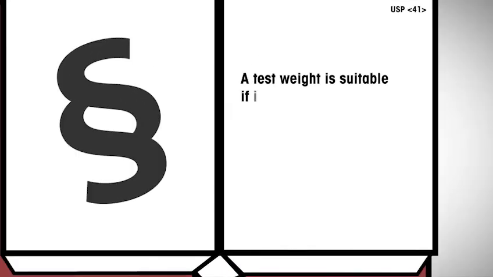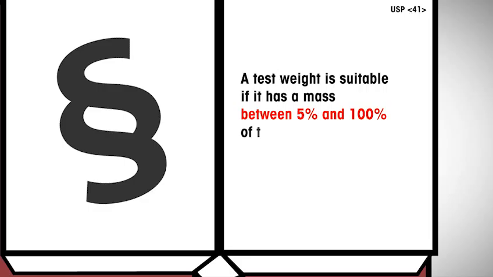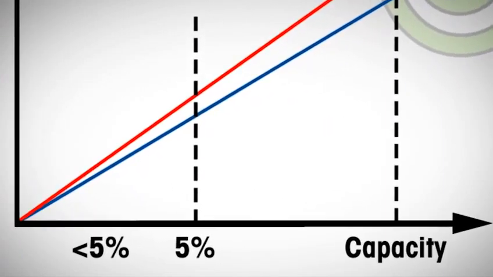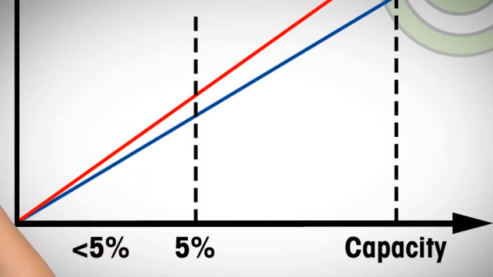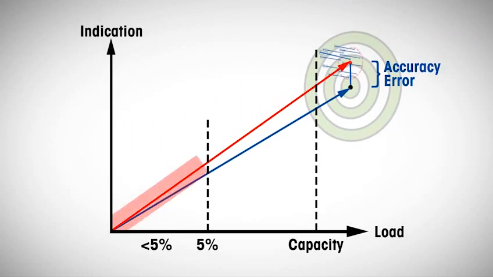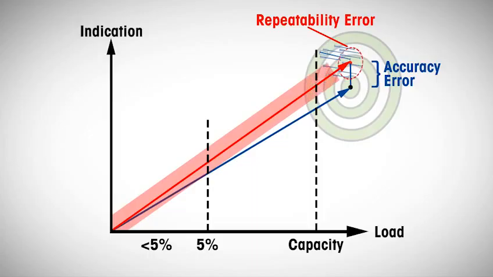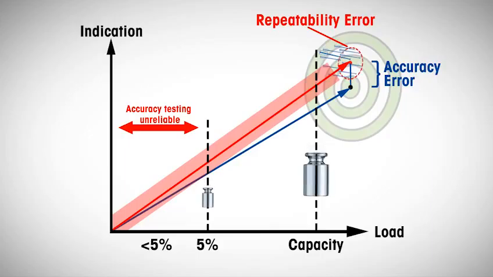So what test weight should be used for accuracy testing? A test weight is suitable if it has a mass between 5% and 100% of the balance's capacity. Note that the current widespread practice of accuracy testing with small weights at the working point is not allowed anymore. At this lower end of measurement range, repeatability is the dominant error and dwarfs the corresponding accuracy error. Hence, for reliable testing of accuracy, a weight between 5 and 100% of the capacity must be used.